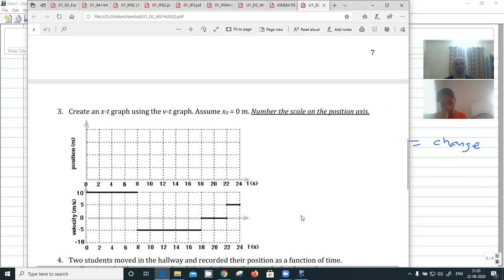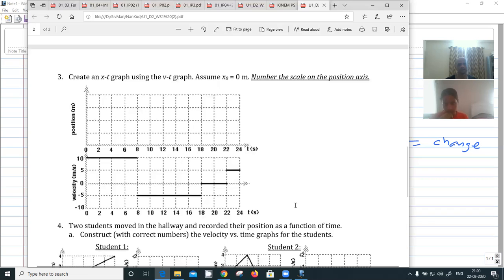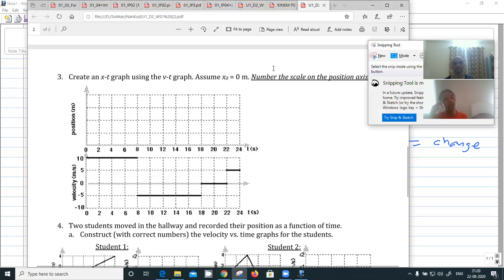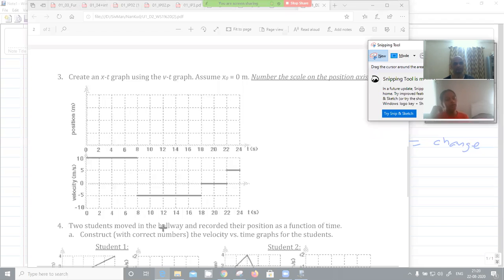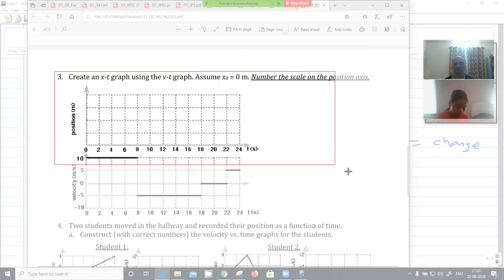So shall we go to the third one? Yeah. Create the x-t graph using the v-t graph, assuming x naught equal to 0 meters. So from velocity, how will you get position? Velocity is given, right? So you have to find position.